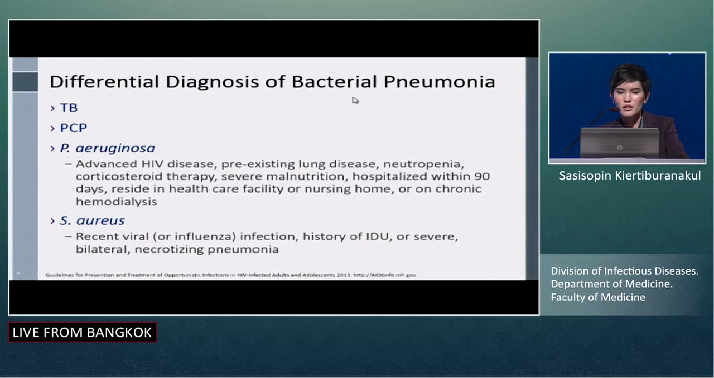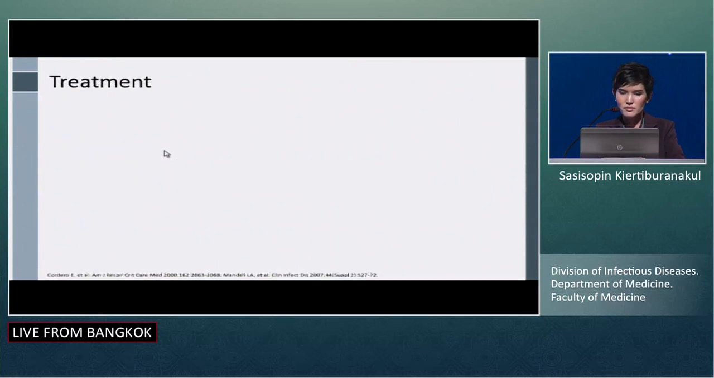For bacterial pneumonia, especially in Thailand or developing countries, sometimes you have to differentiate it from other lung infections such as tuberculosis and PCP. And some patients have risk factors for Pseudomonas aeruginosa infection that you have to think about, or Staph aureus infection, such as pneumonia post-influenza infection, or a history of IDU. So you have to think about Staph aureus or Pseudomonas aeruginosa.